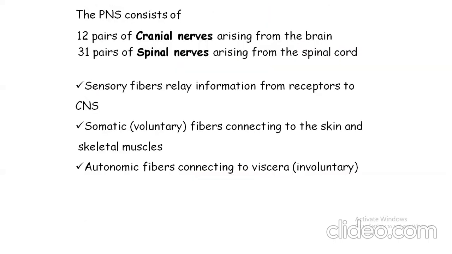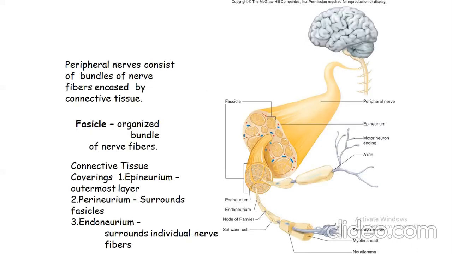Next, the peripheral nervous system consists of 12 pairs of cranial nerves arising from the brain and 31 pairs of spinal nerves which arise from the spinal cord. The sensory fibers relay information from receptors to the central nervous system. Now next one is the somatic, which has voluntary fibers connecting to the skin and skeletal muscles. Autonomic fibers connect to the viscera, which is involuntary.